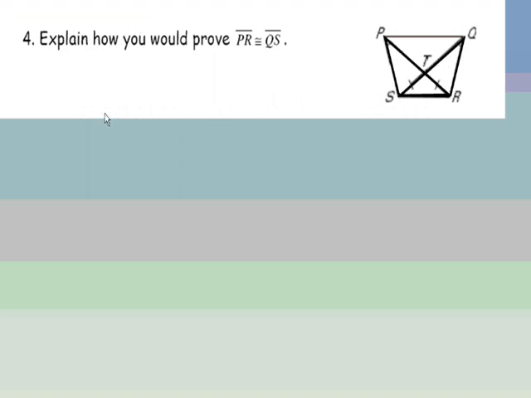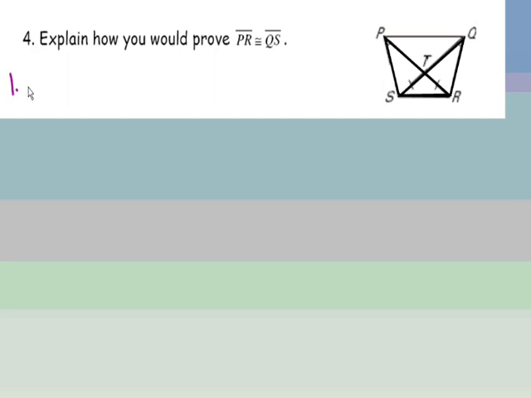Okay, so let's do a whole proof now. So I need to prove PR is congruent to QS. PR is this whole diagonal right here, and QS is this whole diagonal right here. And I'm given a little bit of information. So let's begin our proof by using that information. If it's labeled in my diagram, it's given to me.